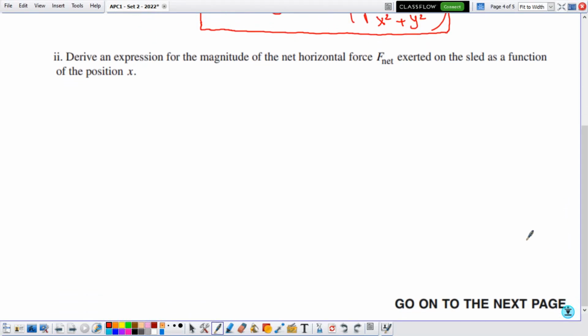Derive an expression for the magnitude of the net horizontal force F net exerted on the sled as a function of the position x. And here we should be very careful because we always should distinguish between the quantity, which is the vector quantity itself, and the magnitude of that quantity. If the quantity is said to be negative, we need to consider the absolute value of the quantity itself, which is adding a minus sign if it's negative and keeping it as it is if it's positive. Then we need to determine the net horizontal forces acting on the sled. Then let me say F net, which is the horizontal.